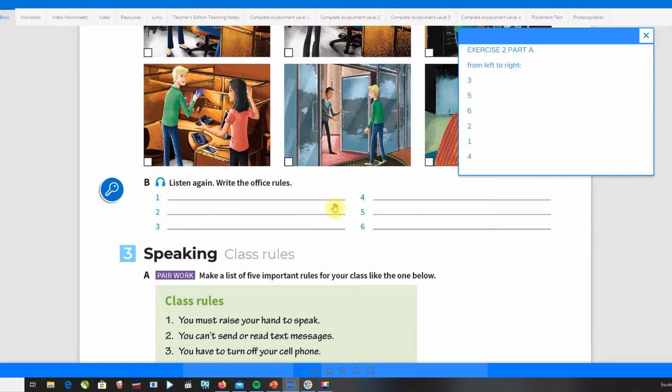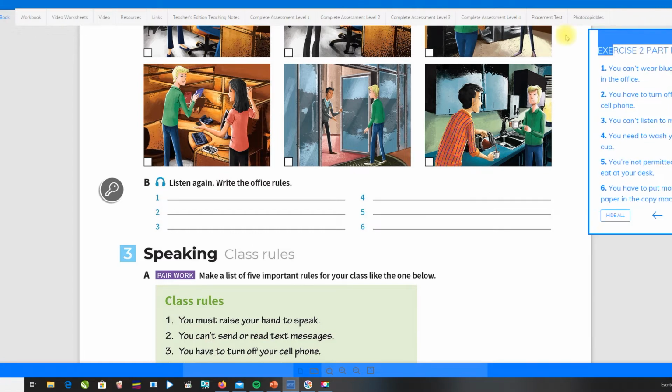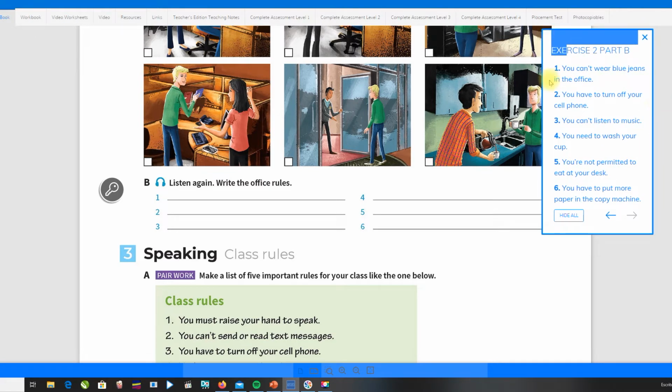Okay, what are the office rules? Let me check it out here. Let's close it and check this part. Okay, there you are. Number 1, you can't wear blue jeans. You have to turn off your cell phone. You can't listen to music. You need to wash your cup. You're not permitted to eat at your desk. And you have to put more paper in the copy machine. So these are the rules that you have to copy here on these blank spaces, right?